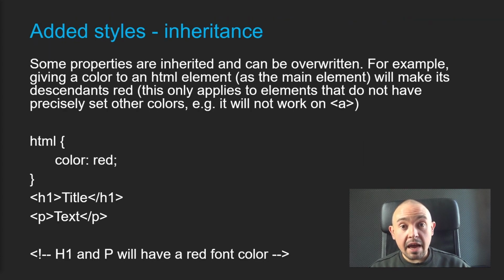And on our styles we will focus now. As I said, inheritance is very often used in cascading. Some properties are inherited and can be overwritten. We can give the HTML element a color property with the red value, and the elements inside will inherit that color if they don't have their own rules with the color property assigned.